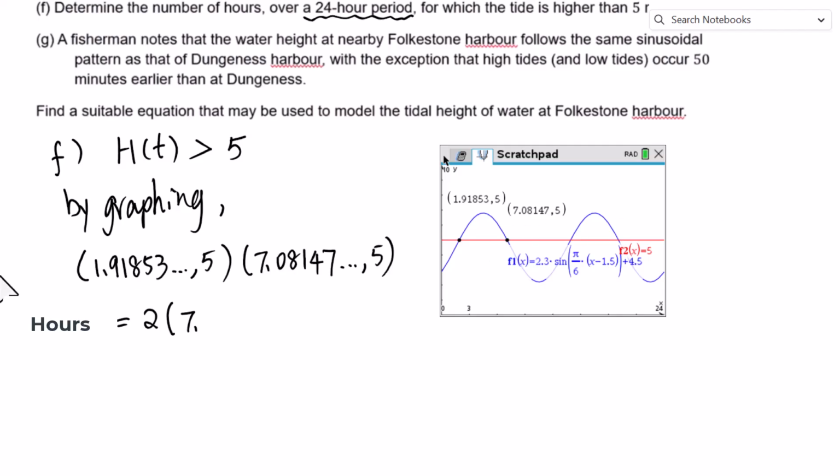Number of hours equals 2 times 7.08147 minus 1.91853. Answer is 10.3 hours.